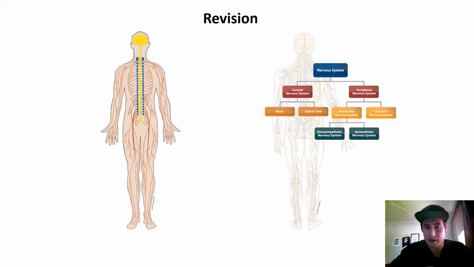Under our involuntary control, we have the parasympathetic nervous system, which is the rest and digest, and then our sympathetic nervous system, which is that stress system that is the fight or flight response.